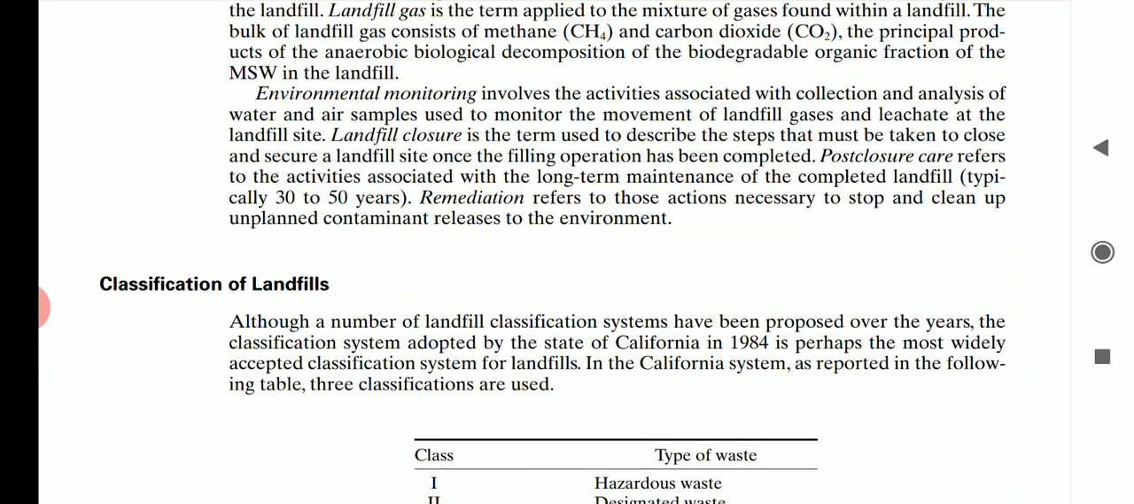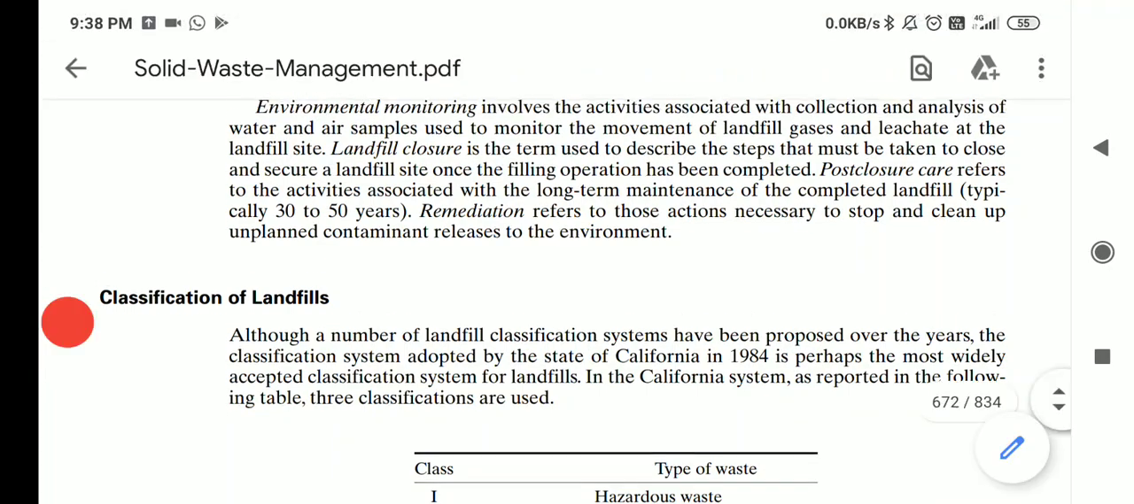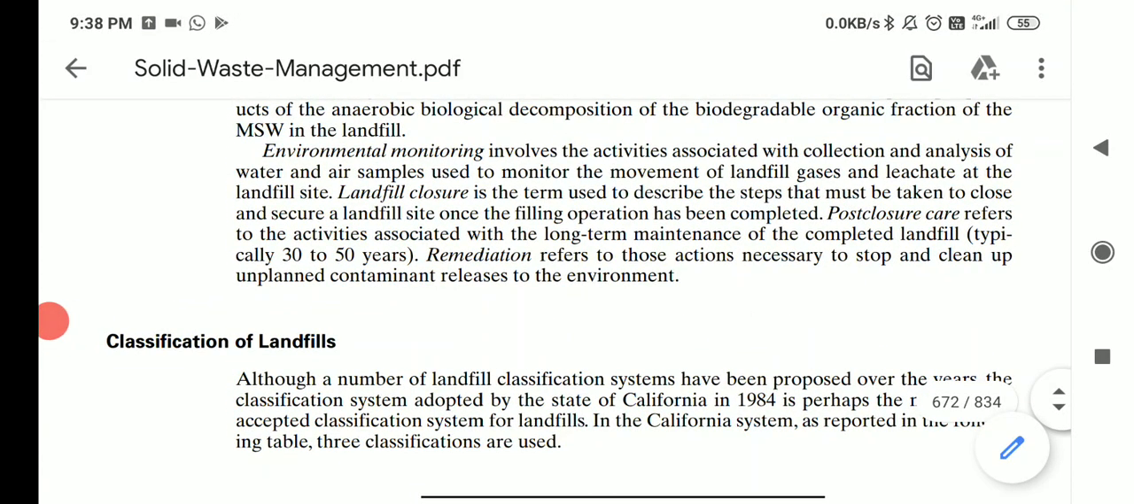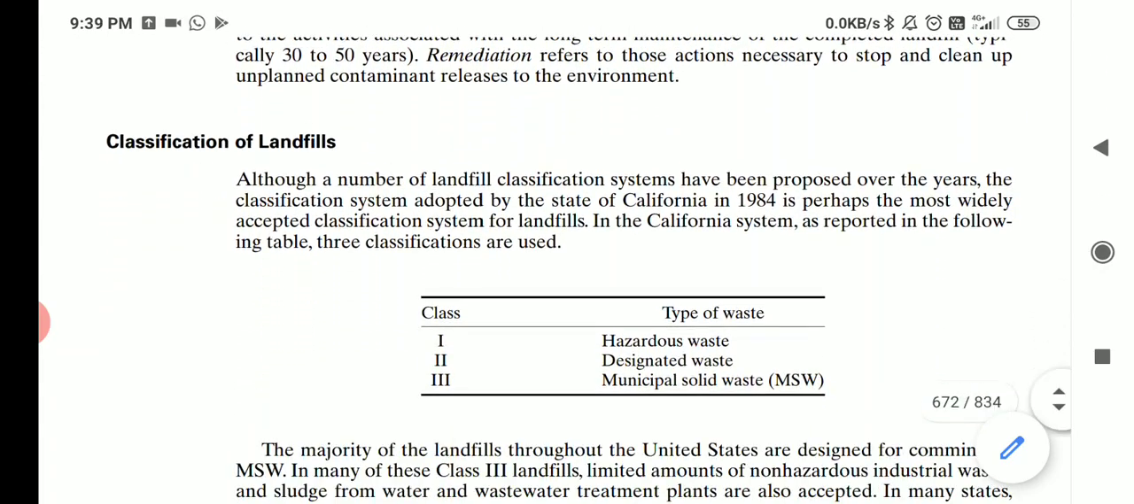Once the filling operation has been completed, post closure care refers to the activity associated with the long-term maintenance of the completed landfill. Remediation refers to the actions necessary to stop cleanup and unplanned contamination releases to the environment. So landfill closure: after the materials are dumped on this open area on the surface of the liners, then it is covered with membranes or plastic materials. Those are called the landfill closures.